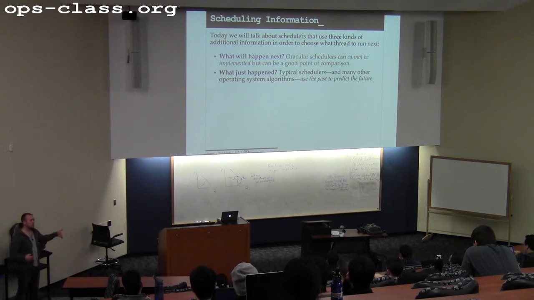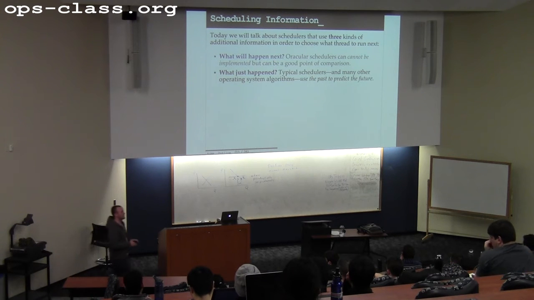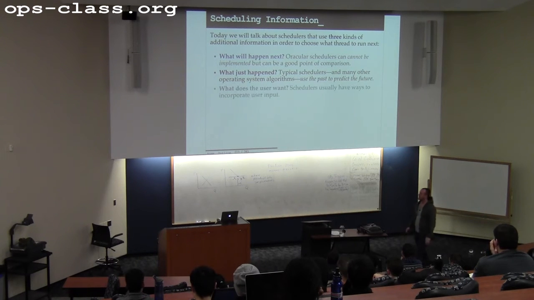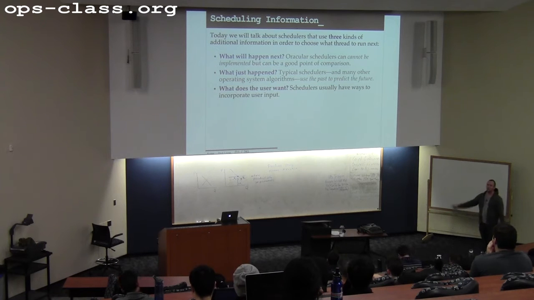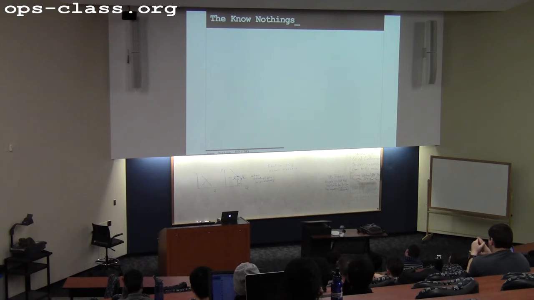A lot of times schedulers use historical information about what just happened. So how long has the thread run? How long has it run since it last blocked? Someone pointed out, what resources is the thread using? And then what does the user want? So this is where priorities come into play. This gives you an ability to provide external inputs into the scheduling algorithm that are going to be used alongside the other inputs.